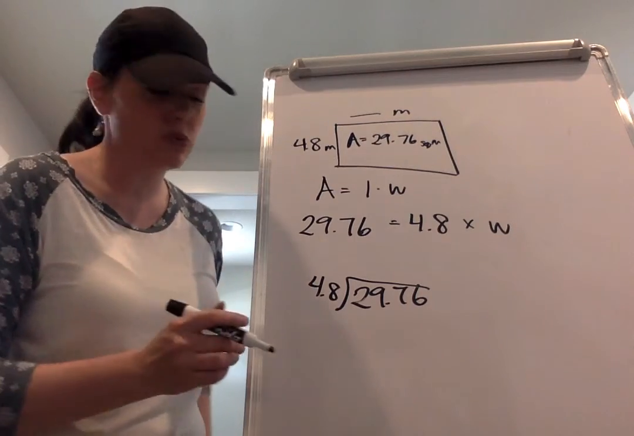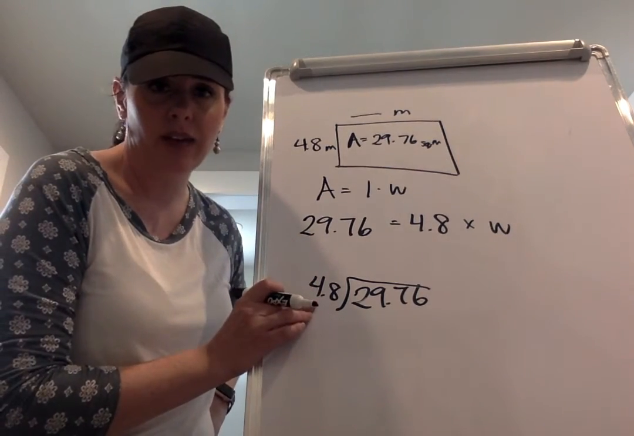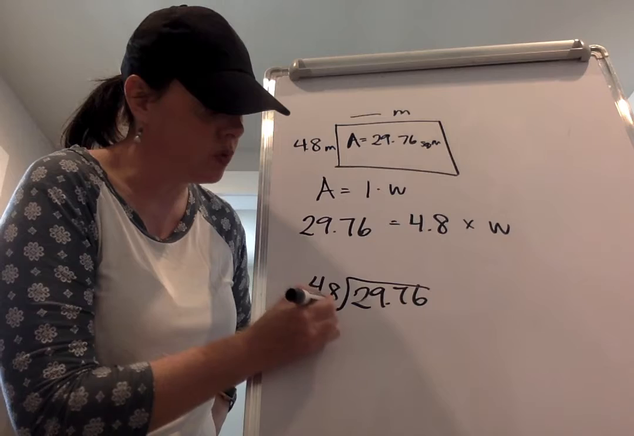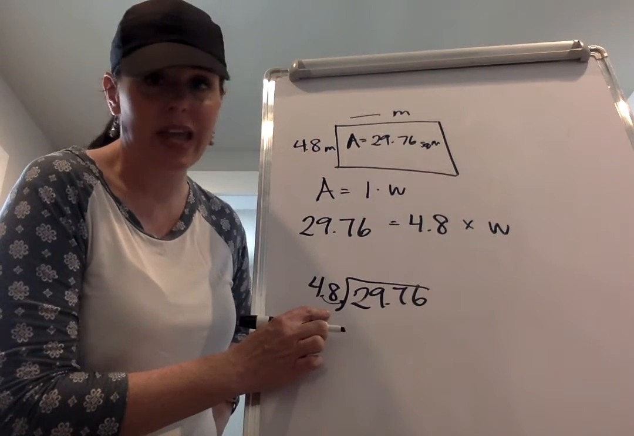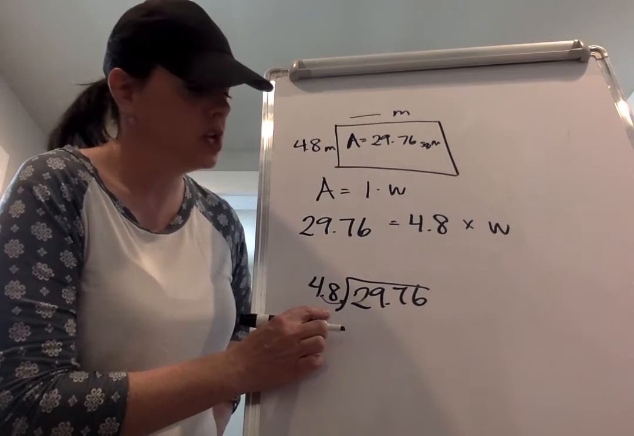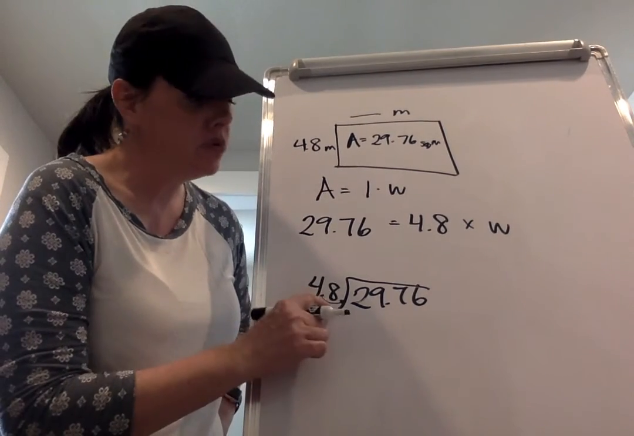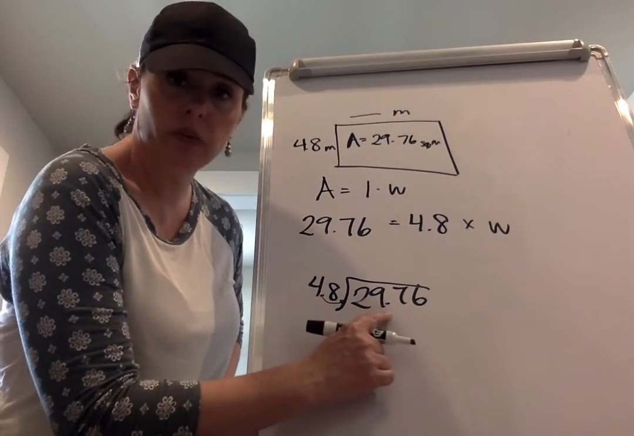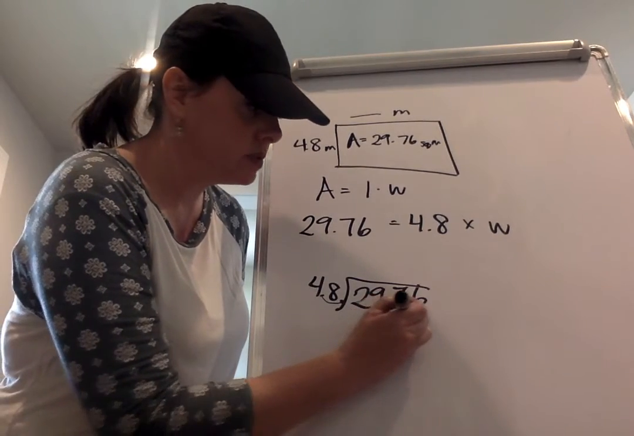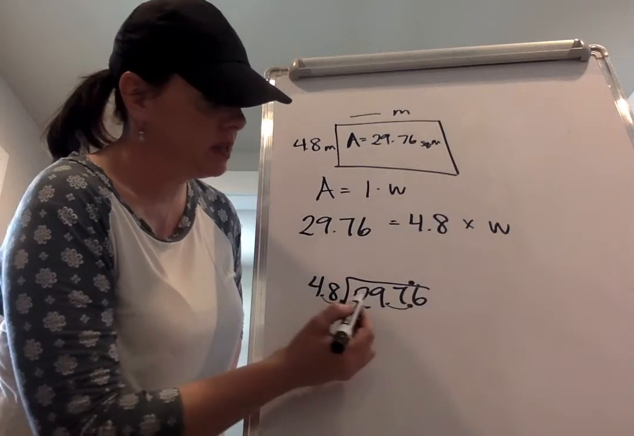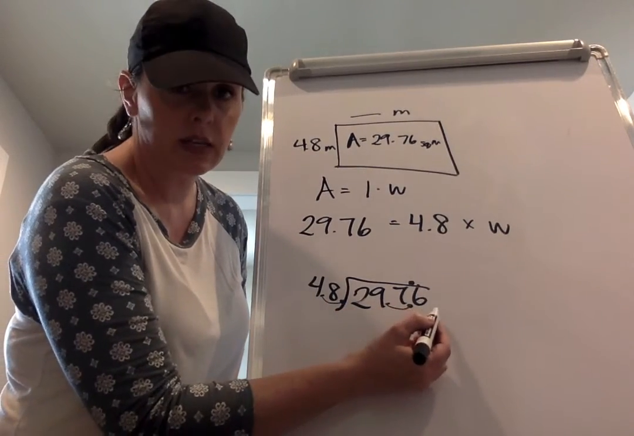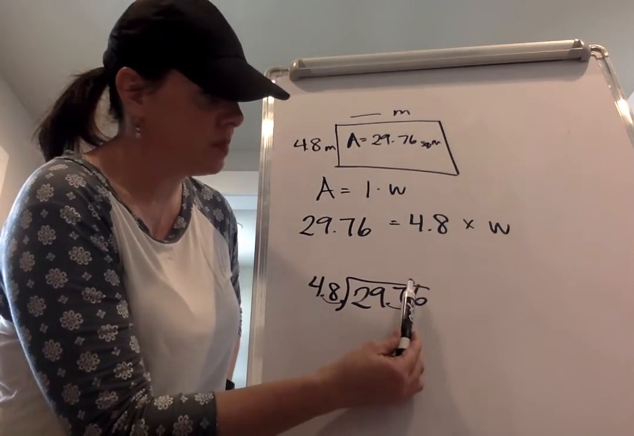Now my first step is, remember, I have to have a whole number to divide by. So I've got to move my decimal over 1 to make this be 48. I don't want to divide by 4.8, 4 and 8 tenths. I've got to have a whole number. If I move it over 1 here, I have to move it over 1 here. So my decimal is going to be right there. It's going to be 297.6, and that's where my decimal is going to go.